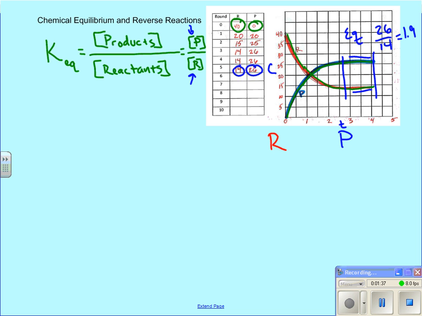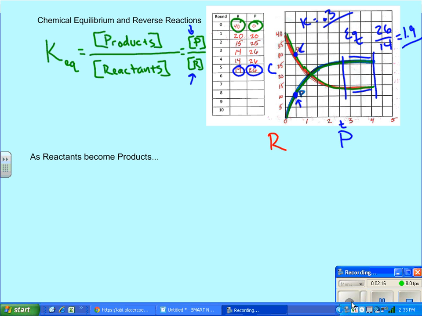I could find a K value at any point in the experiment. Let's say I came in early in the experiment and picked these points. My K value would be 10 over 30, or my K would be 0.3. So a scientist could look at this and make those measurements and go, wait a minute, the equilibrium constant, according to the literature and what other scientists have done for this reaction, is 1.9. I'm only measuring 0.3. That tells the scientist that the reaction has not come to equilibrium yet. It also tells them something else, and we're going to explore that next.